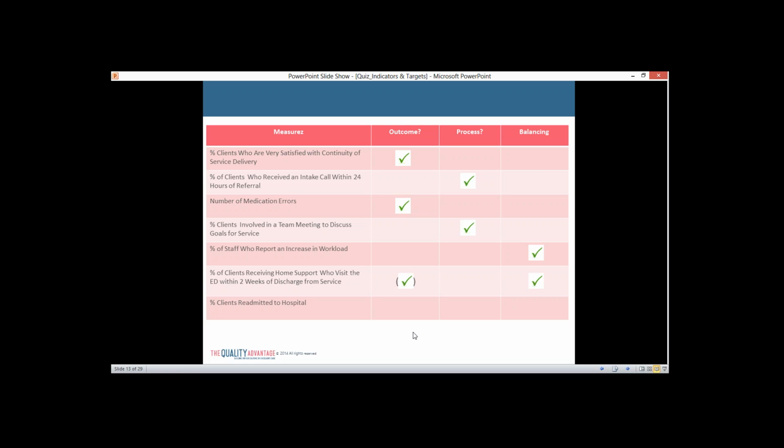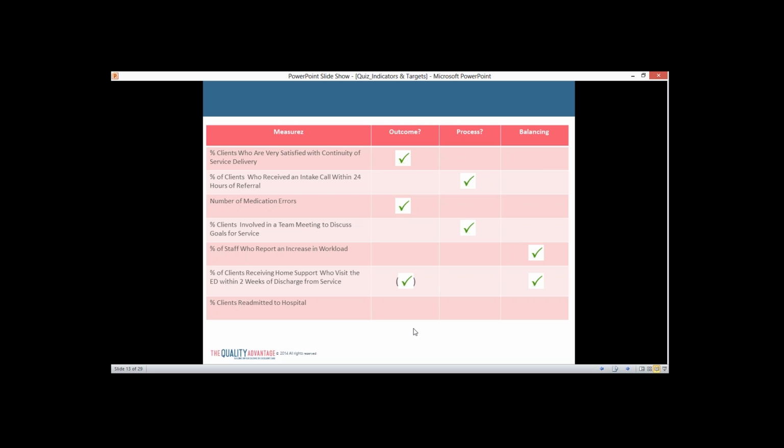If you look at the outcome column, I put that one in brackets. And that's because one could be trying to decrease client visits to the emergency department as an outcome measure for a project. That could actually be the aim of a project. But likely if that was the outcome measure for a project, it wouldn't include the latter part, which is within 2 weeks of discharge from service.